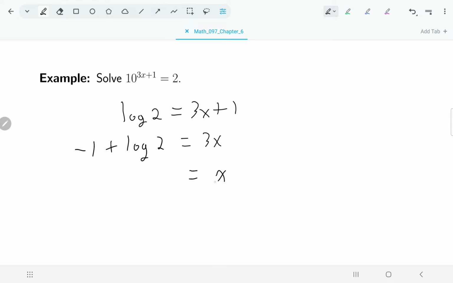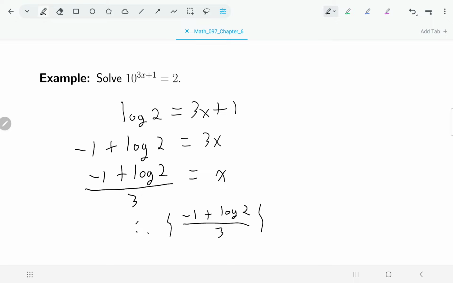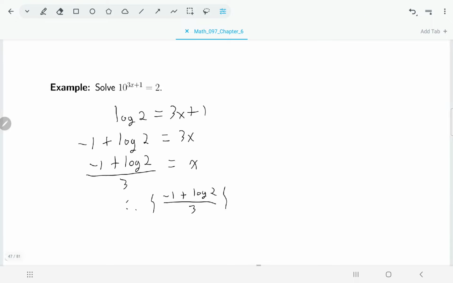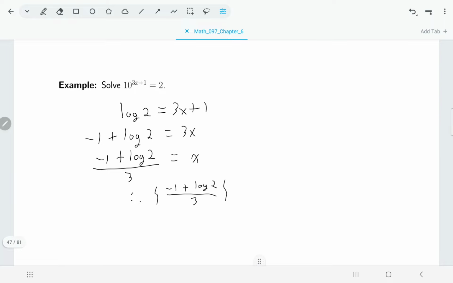And then lastly, I'm going to solve for x by bringing the 3 down. So negative 1 plus log base 10 of 2, all divided by 3. And there we go. That's my one solution to this equation. And if I needed an approximate value, log base 10 is something I could find in my calculator, so I'm good to go with just that.